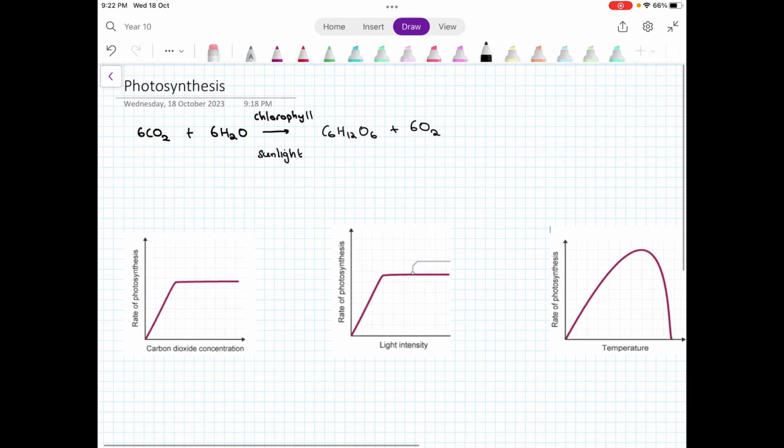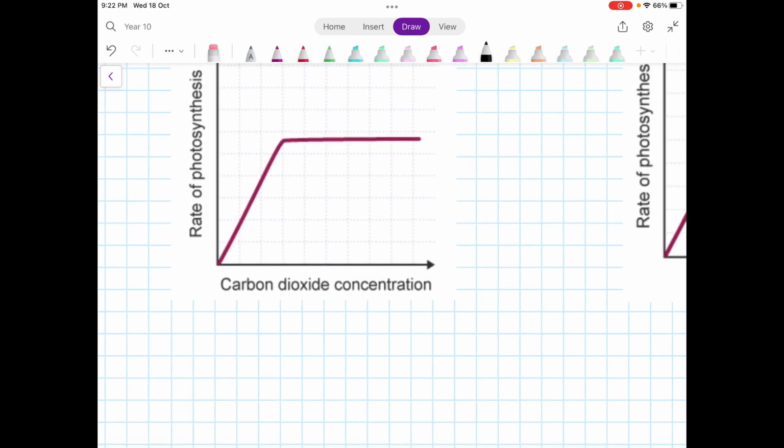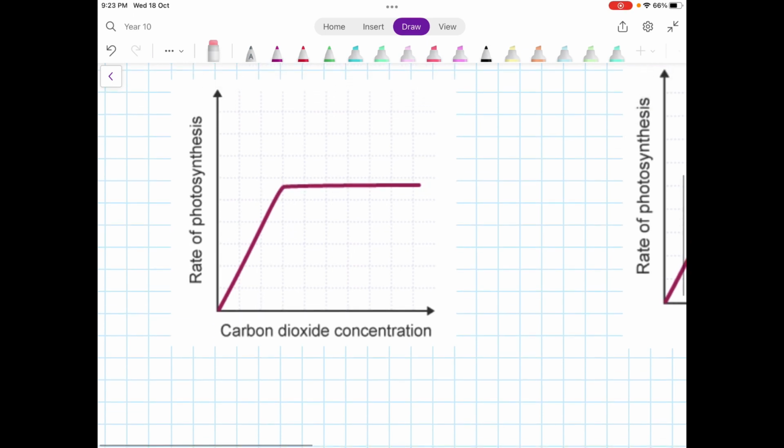Okay, so there are three main limiting factors that we are going to be taking a look at. First of all, we have the carbon dioxide concentration. Now, as the concentration of carbon dioxide increases, the rate of photosynthesis also increases, which results in a positive linear correlation. And initially over here, the gradient is constant. So the rate of photosynthesis is constant as well.